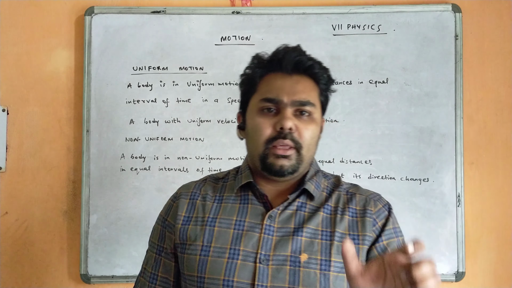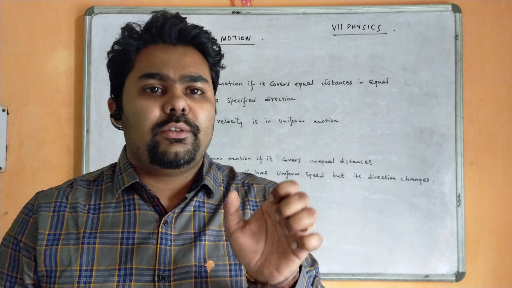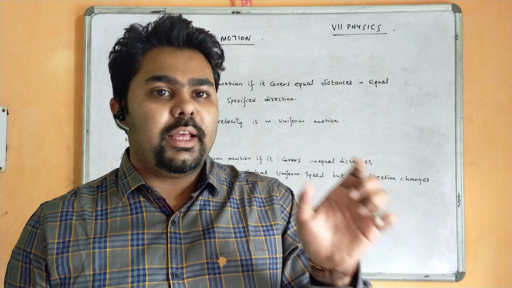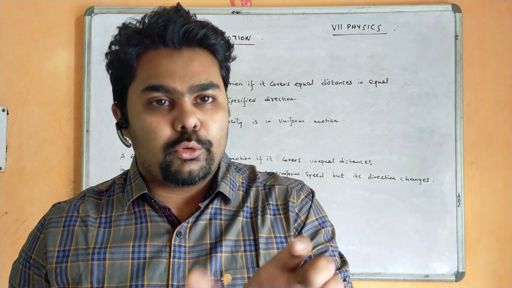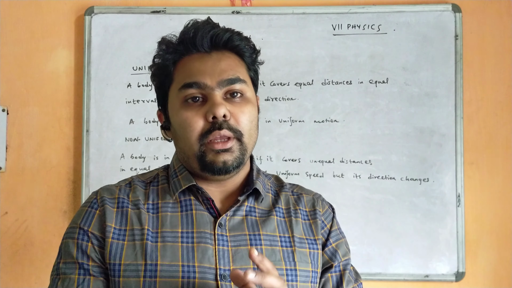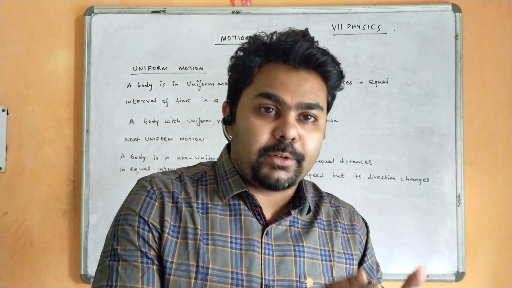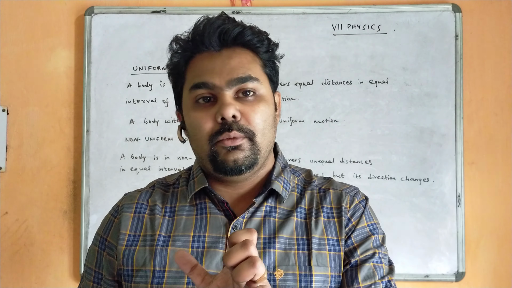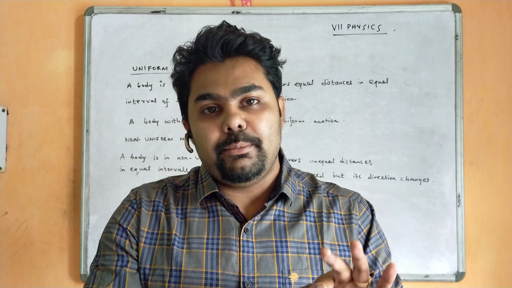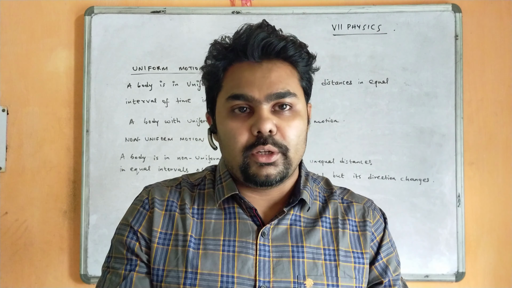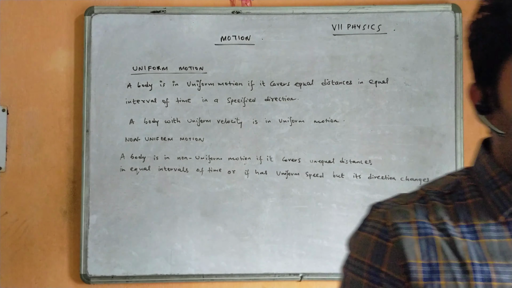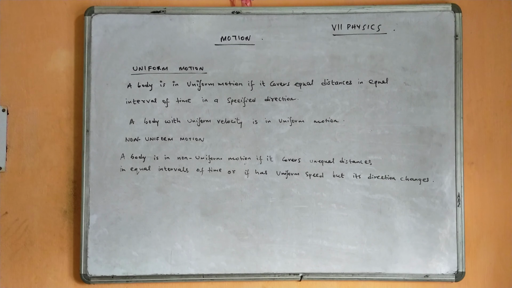But in case a body or a car is not covering equal distance in equal interval of time, though the direction is fixed, then also we will say that it is moving with non-uniform motion. Okay, again in the second case, a body will be in non-uniform motion if it is covering equal distance in equal interval of time but the direction is not fixed. Okay, so what is mandatory? Speed should be the same and it should have the same direction, then only it will be uniform motion, otherwise it will be non-uniform motion. Okay, so all these notes you will be writing in your exercise book.